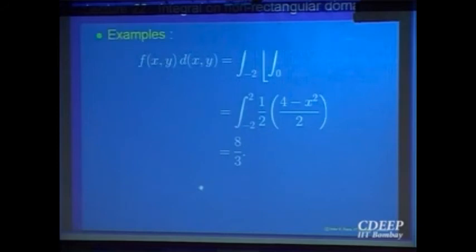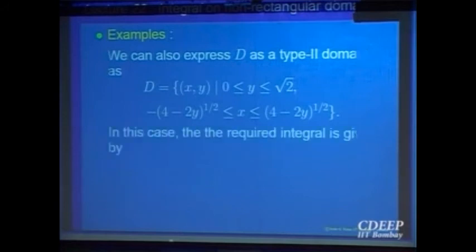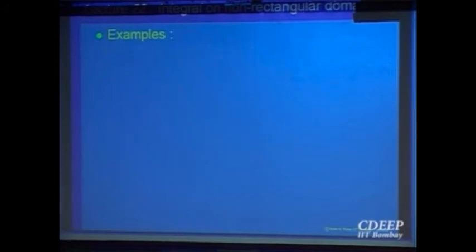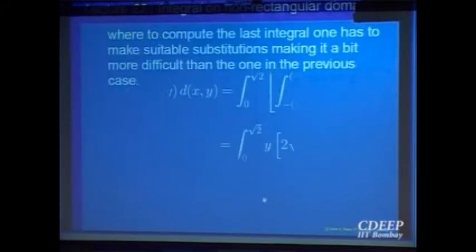So the basic idea is writing, so I said we can also express this as a type 2 domain where y goes from 0 to, right, upper part, y goes from 0 to square root 2, x goes from left to right. So that is minus square root 2 to plus square root 2. So the basic problem is writing your domain appropriately as type 1 or type 2, and you decide which one you want to use, depending on what kind of function it is, what kind of integrals come up. So if you compute the other way around, again it comes out to be the same, okay.